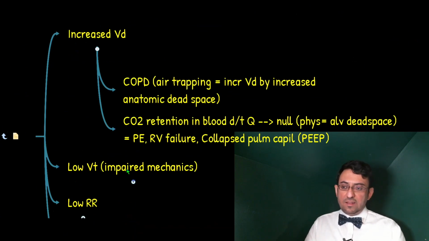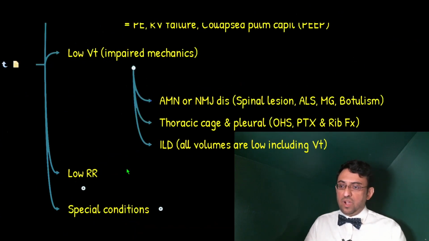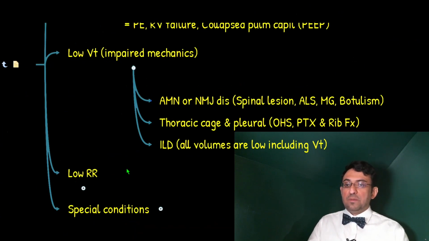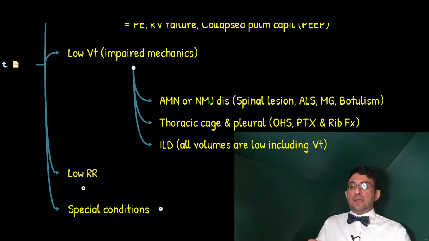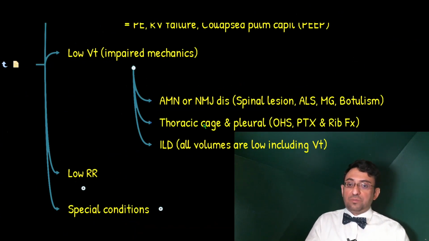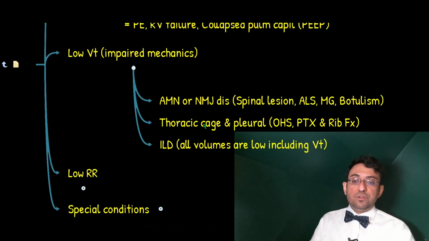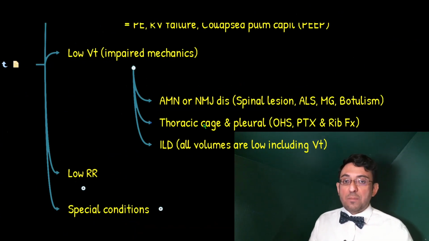Now, what are the differentials of conditions with decreased tidal volume as the underlying cause of hypercapnia? Well, we could have some alpha motor neuron or neuromuscular junction diseases such as spinal lesions, ALS, myasthenia, botulism. Also, don't forget the conditions associated with impaired chest wall mechanics such as obstructive sleep apnea, pneumothorax, rib fracture, and obesity hypoventilation syndrome. Now, if you are asked what ABG or VBG abnormality you could see in these patients with BMI more than 30, remember the answer is daytime hypercapnia.